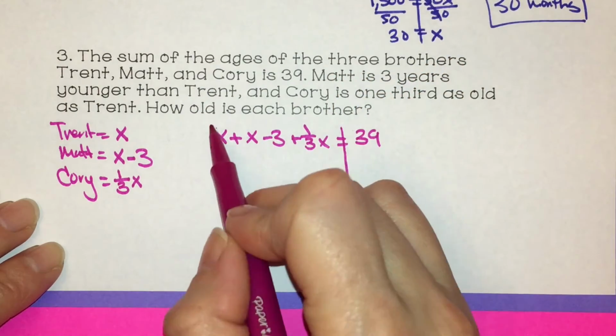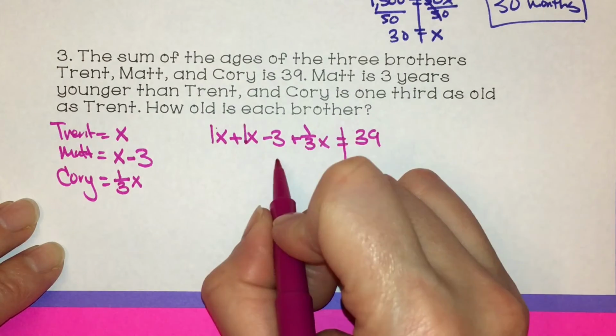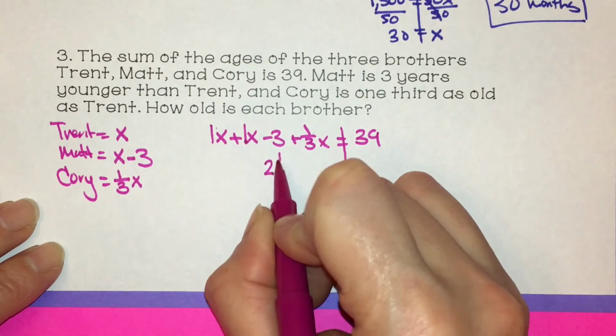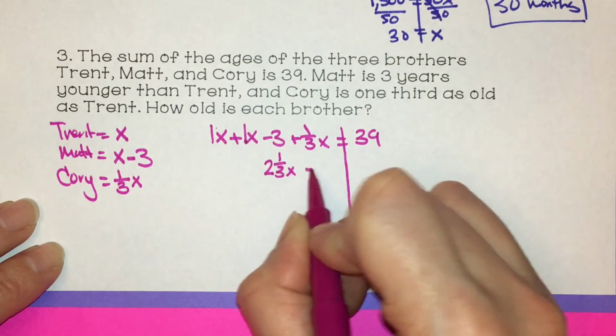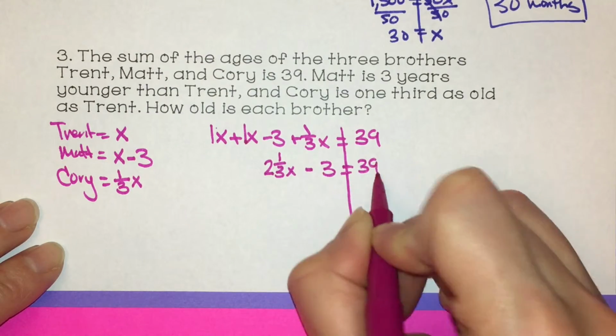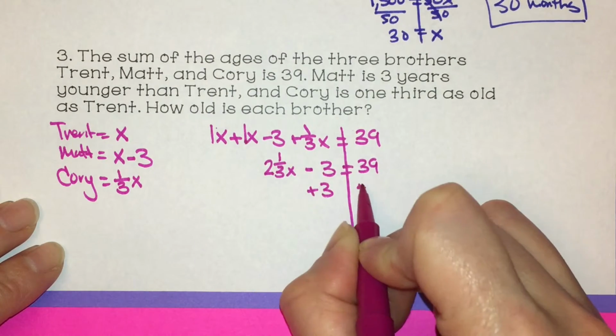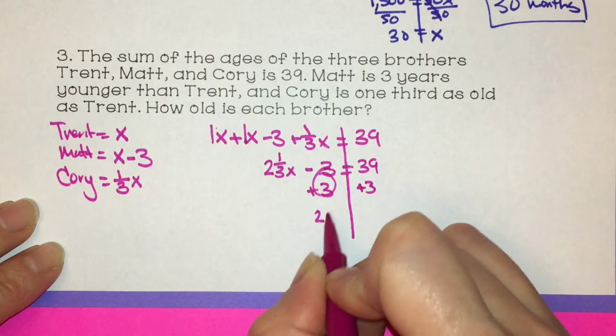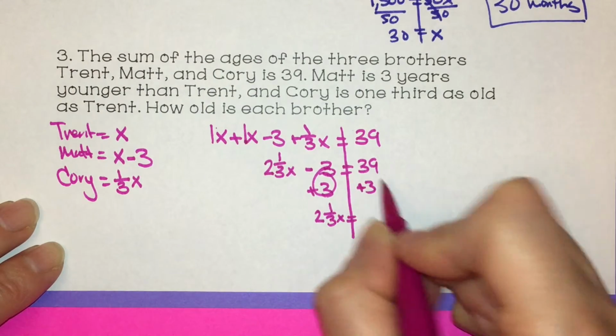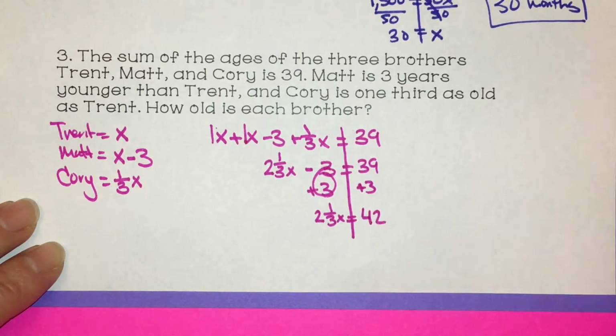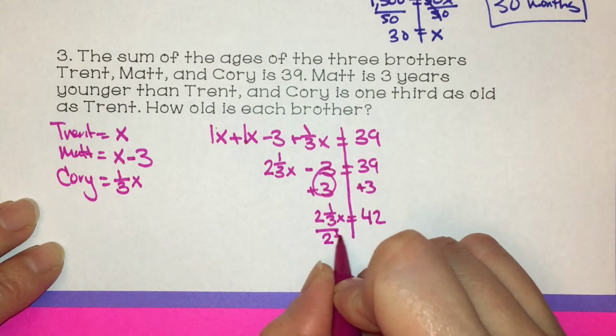All right, we have 1x plus 1x is 2x, plus 1/3 x is 2 1/3 x. Bring down the minus 3 equals 39. I'm going to add 3 to both sides, and I get 2 1/3 x equals 42. Divide both sides by 2 1/3.